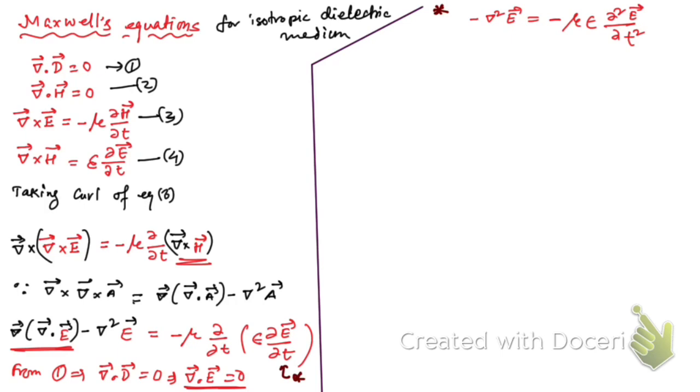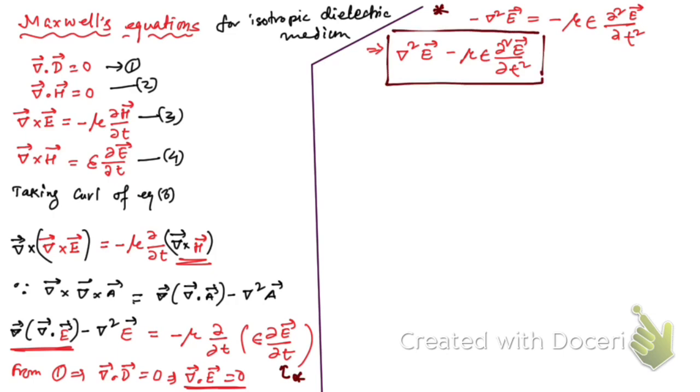So then you see, this equation implies Laplace operator E minus mu epsilon, this. So this is nothing but the equation of wave, the differential equation of wave, right? So we know the equation, this is in this form, you know, this is the equation of wave, this is in this form, right?